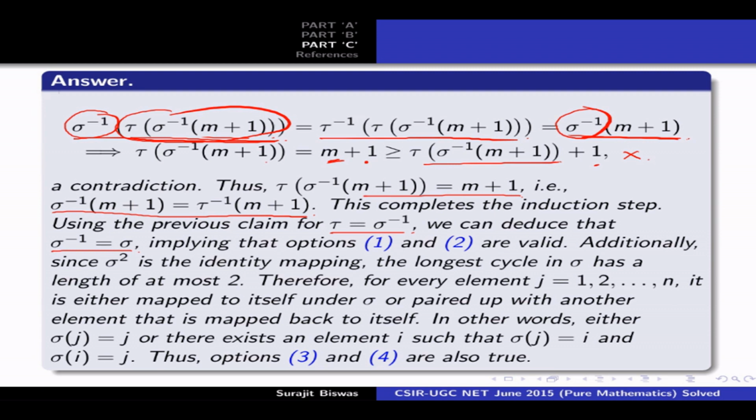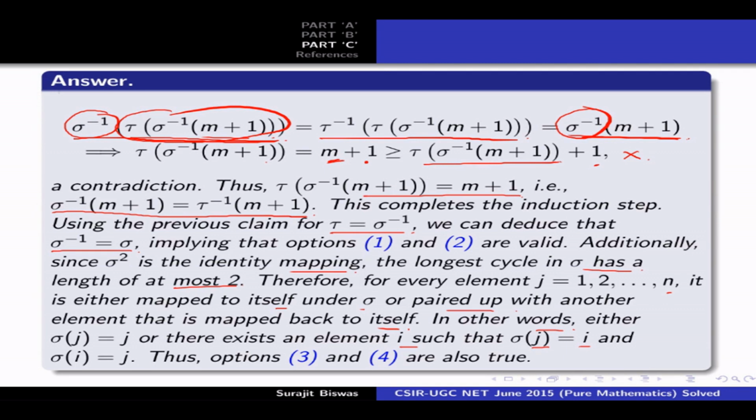So since sigma square is the identity mapping, the longest cycle in sigma has length at most 2. Therefore, every element j from 1 up to n is either mapped to itself under sigma or paired up with another element that is mapped back to j. In other words, either sigma j equals j, or there exists an element i such that sigma j equals i and sigma i equals j.